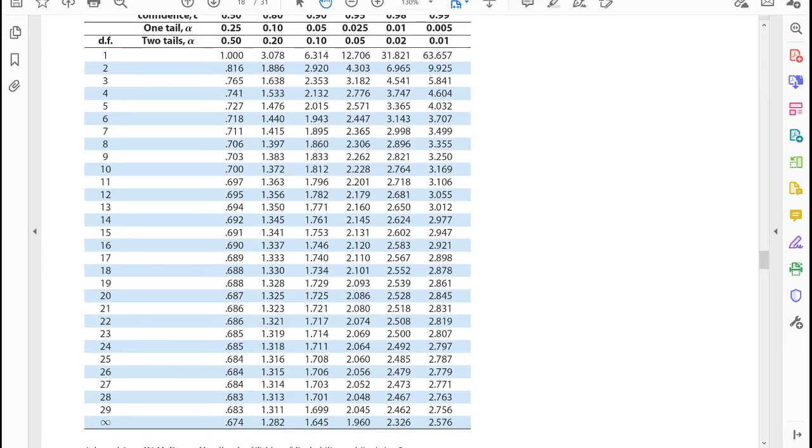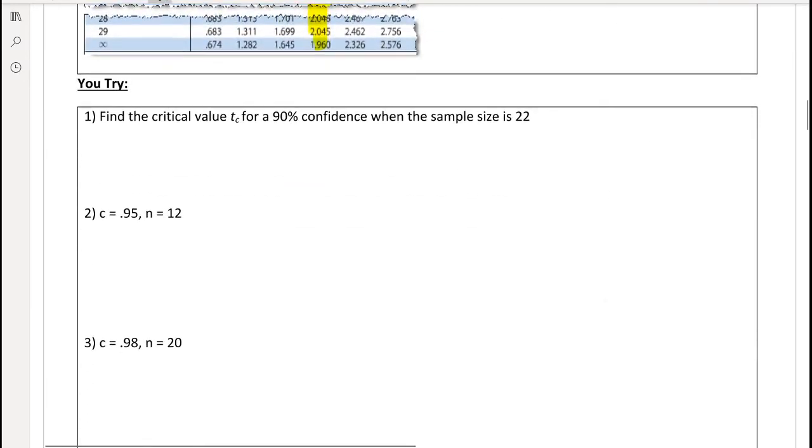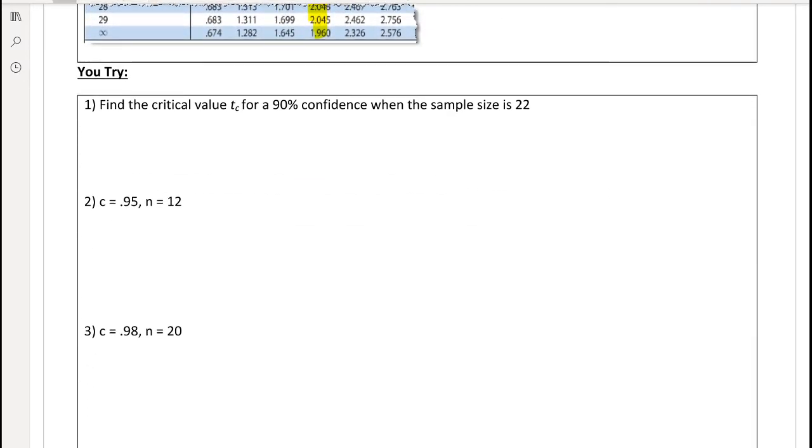Okay, let's do one more. All three of these will be for you to try. You will actually have to type out the answers for these, but I'm going to give you one of them if you watch the video all the way through to here, and you'll see how to do this.